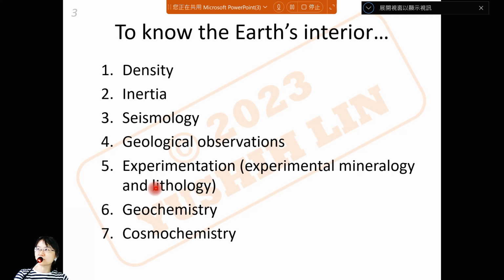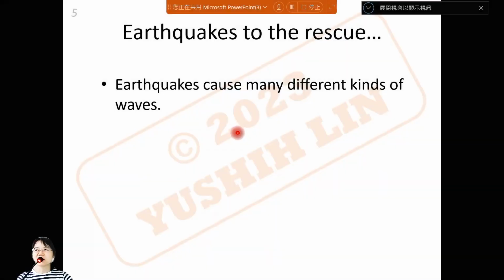These are the methods by which you can know the interior. You can do it from density. We talked about this when we talked about the planetary system. Inertia, I will skip this. Seismology, geological observation, experimentation, geochemistry, cosmochemistry. Earthquakes, or seismic waves, are the major approach we use to understand the interior of the Earth.